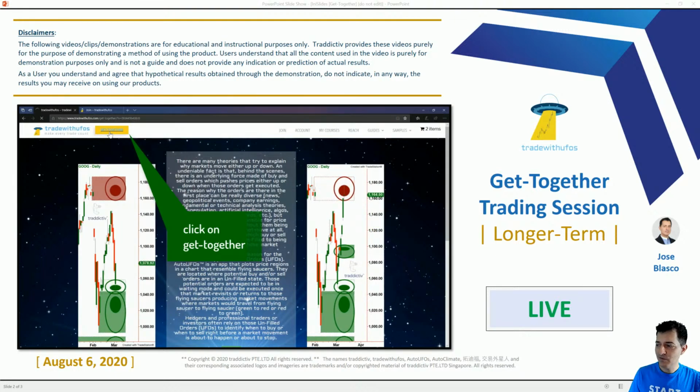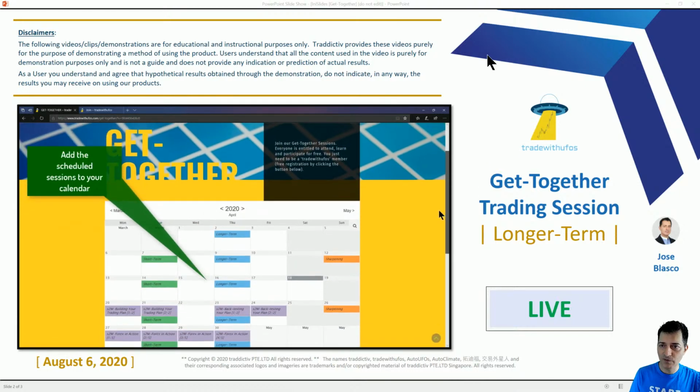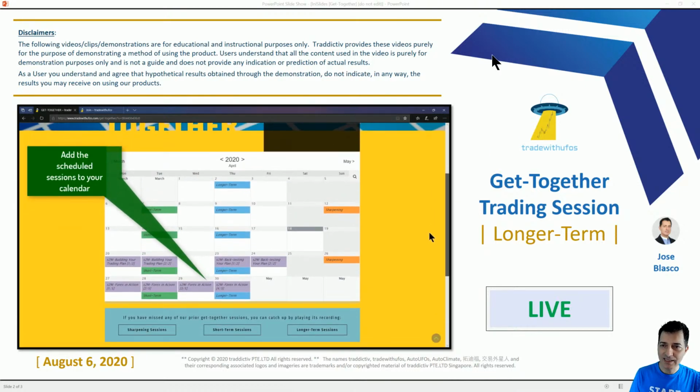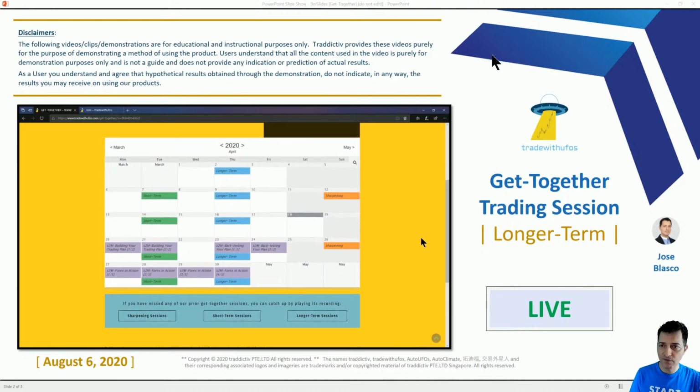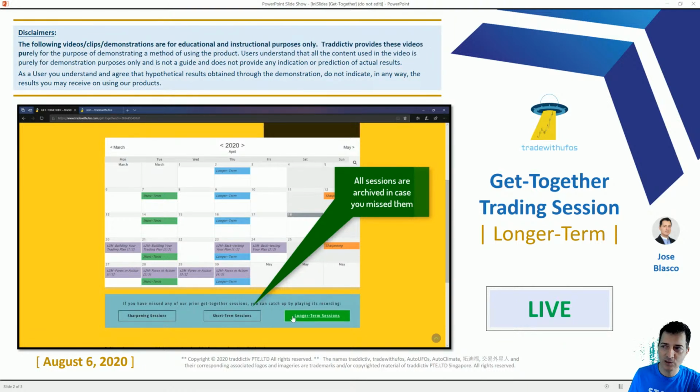Okay. Before we start, a quick one. I would like to go ahead and read the disclaimer for you. Actually, I'm just going to highlight it so you can read it yourself carefully. This is important information, obviously. So please go ahead and read that disclaimer. The following videos, clips, and demonstrations are for educational and instructional purposes only.